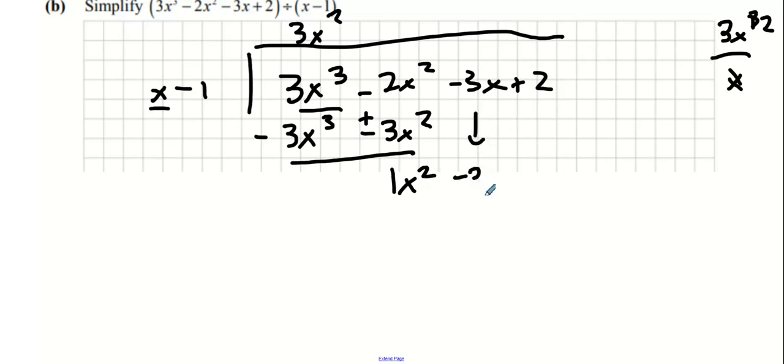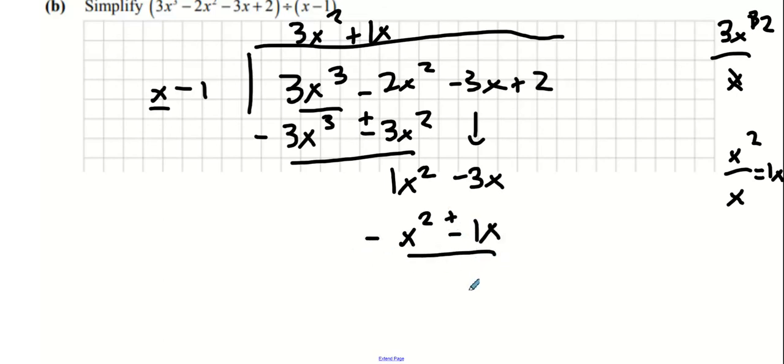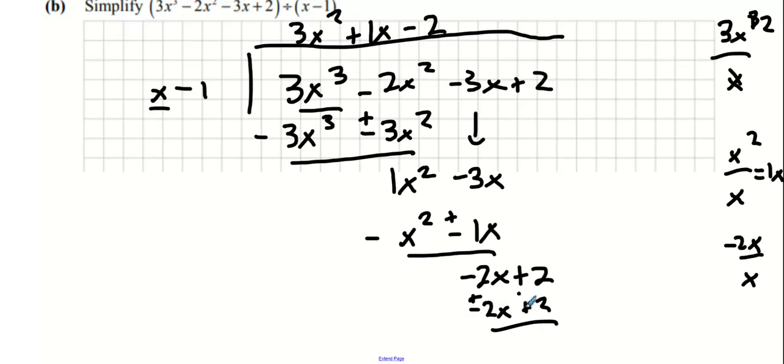Drop the minus 3x. This time we're doing x squared divided by x, which is equal to 1x. Multiply the 1x out and we get x squared minus 1x. Change the signs. Minus changes to plus, so it's minus 2x plus 2. Now we're going to divide minus 2x by x and we get minus 2. Multiply it out and you get minus 2x plus 2, but then you've got to change the signs into positive and negative and it comes to 0. So your answer is 3x squared plus 1x minus 2.